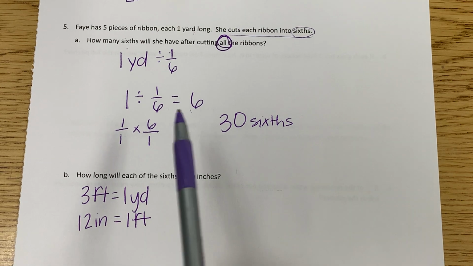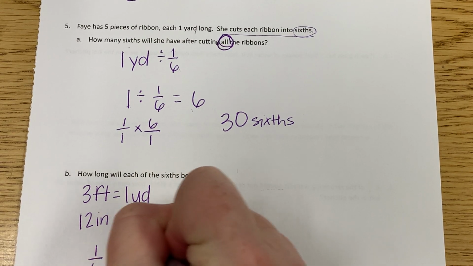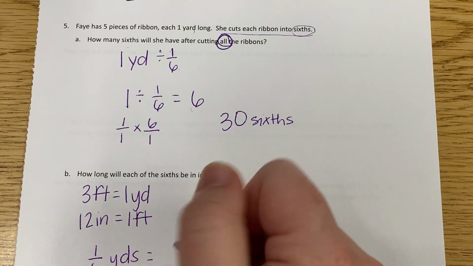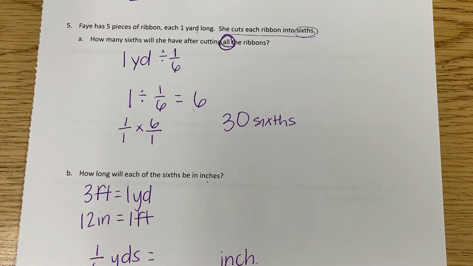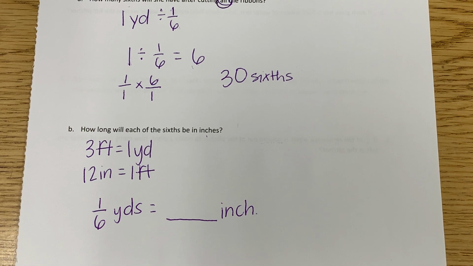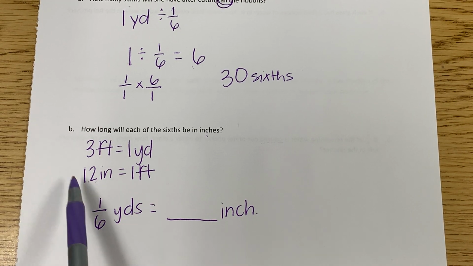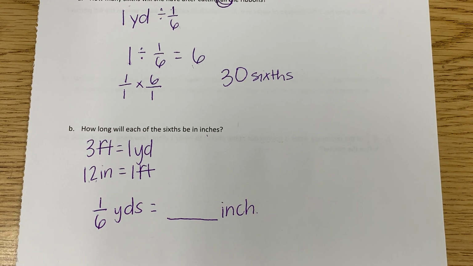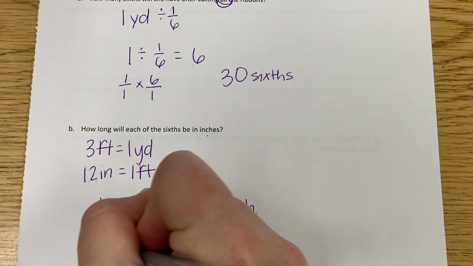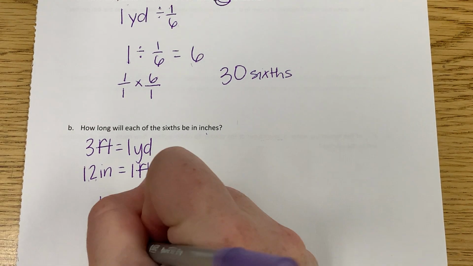Well, how many yards did we have? We have 1/6 of a yard. And we want to know how many, what did it say? Inches. Well, how many inches are in 3 feet? Not 12. 12 inches are in 1 foot. So how many inches are in 3 feet? Nisha? 36. You did 12 times 3, which is 36. So I'm going to take 1/6 and do what? Multiply by what? Multiply by 36.